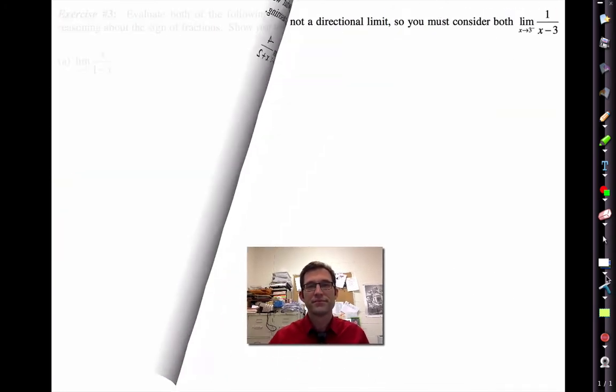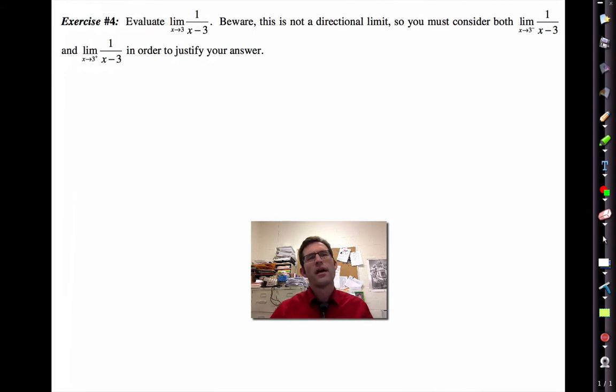All right. Exercise 4. Evaluate the limit of 1 divided by x minus 3 as x goes to 3. Beware. This is not a directional limit, so you must consider both the limit from x coming in from the left and the limit of x coming into 3 from the right. All right, do it. Do the analysis. Think about it.